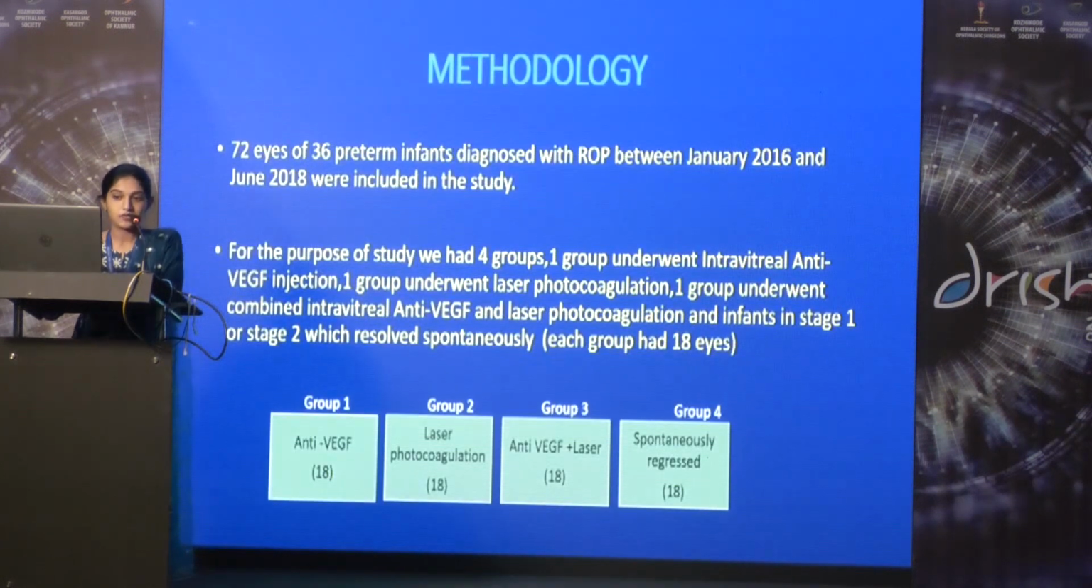So for the purpose of the study, we have divided the infants into 4 groups based on the treatment they received: group 1 having anti-VEGF injection alone, group 2 having laser photocoagulation alone, group 3 having anti-VEGF and laser photocoagulation, that is combined therapy, and group 4 having spontaneously regressed ROP without any treatment.